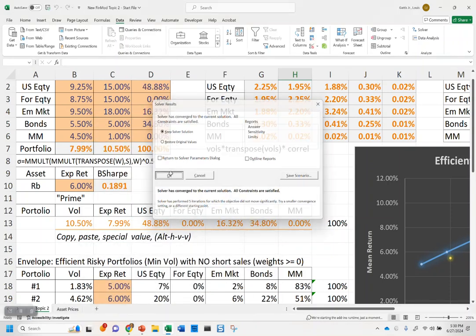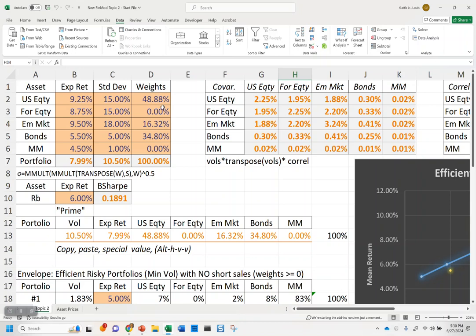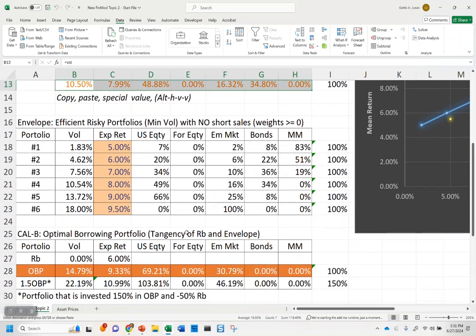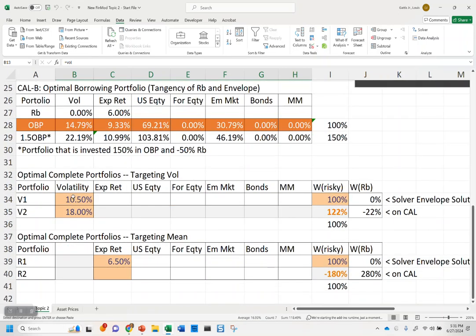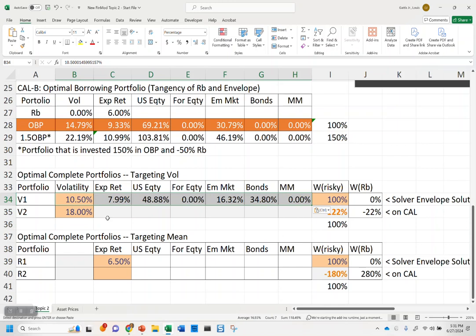Solver found a solution, and here's the solution. I get 10.5 and I get 7.99 expected return. That's the best I can do. I'm going to go ahead and copy this. Come down here, Alt-H-V-V. So this is that best portfolio. I'll call that portfolio V1.